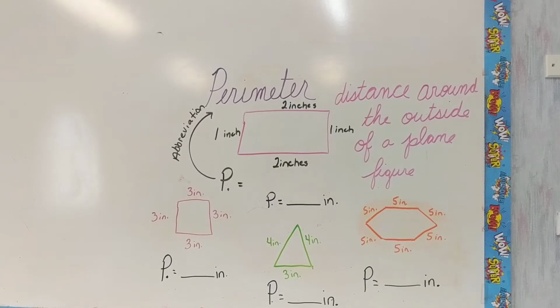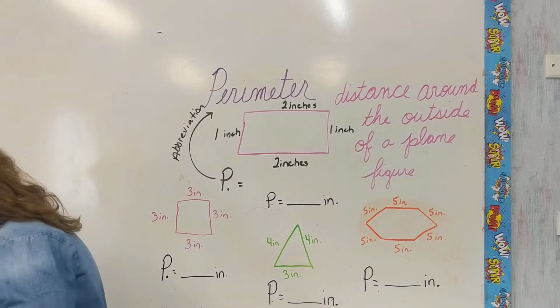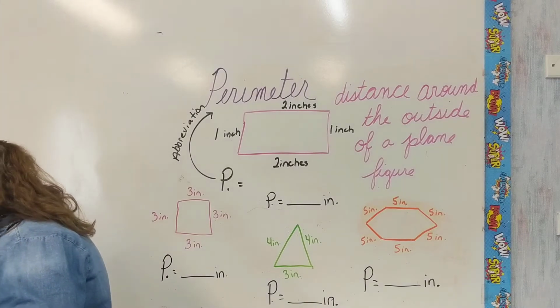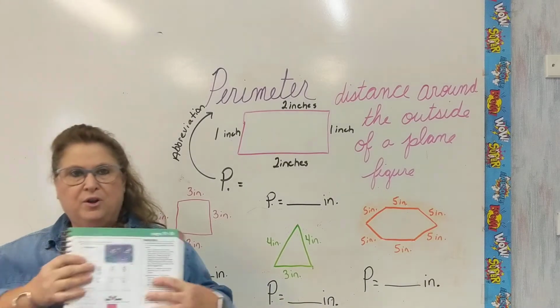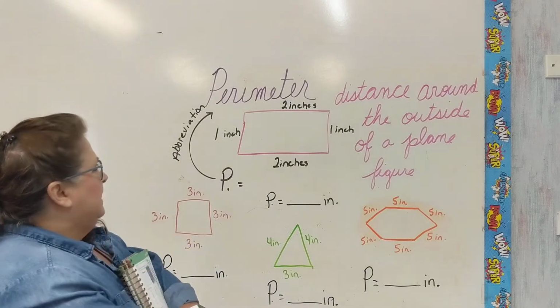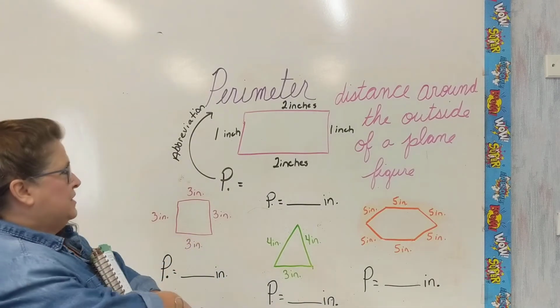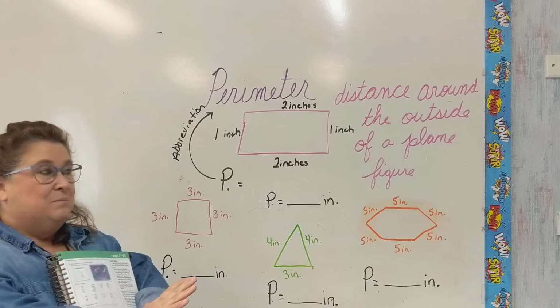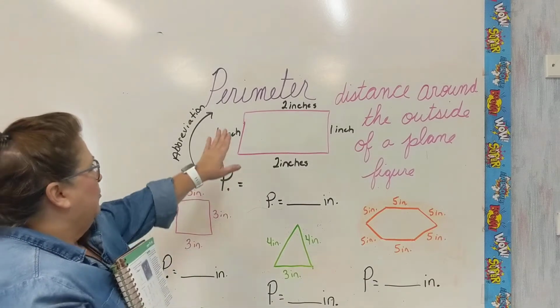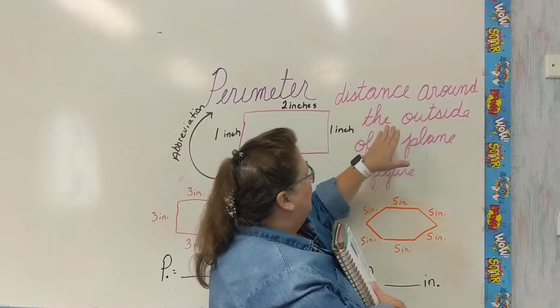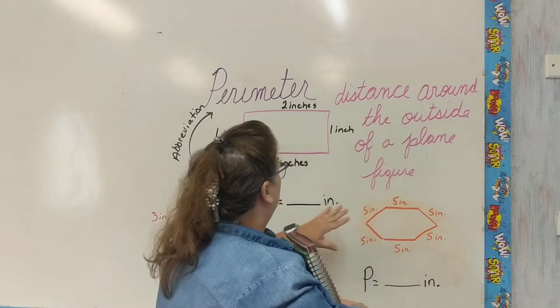So this is third grade math for September 15th. So on our math today, we are talking about perimeter. So this is kind of like geography, so this is big kid kind of stuff. So perimeter is the distance around the outside of a plane figure.